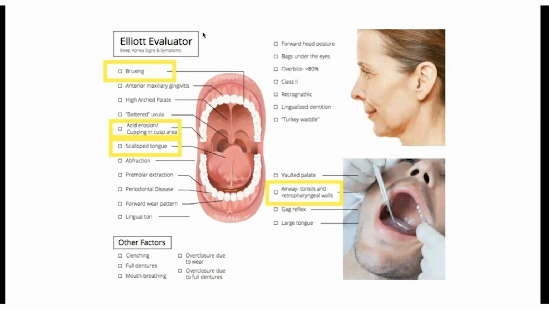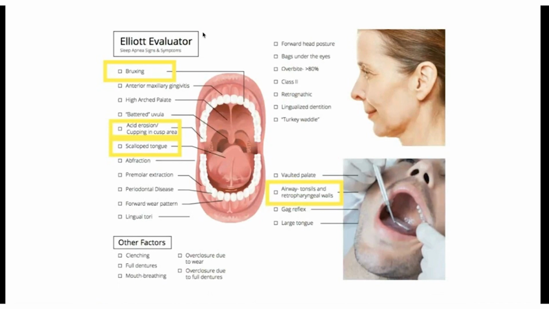And then scalloped tongue, that basically tells us there's not enough room for the tongue, so it takes on the indentations of the teeth. And you see the scalloping when the patient first opens. When they stick out their tongue, a lot of that kind of goes away. So try to catch it when the patient opens.